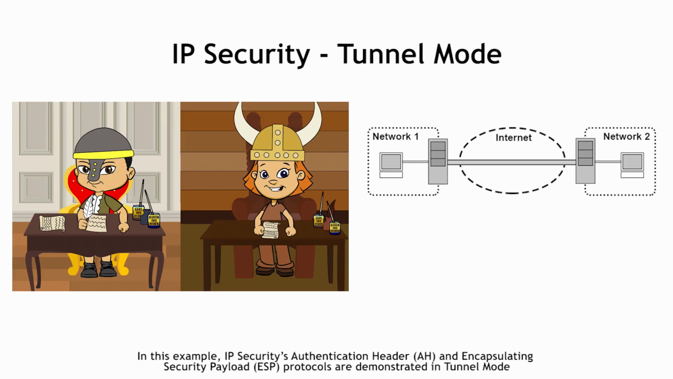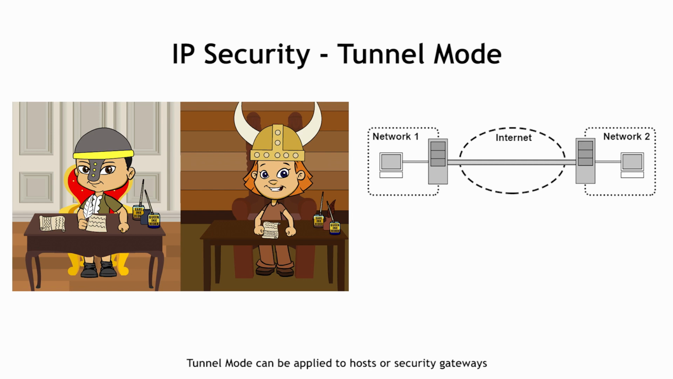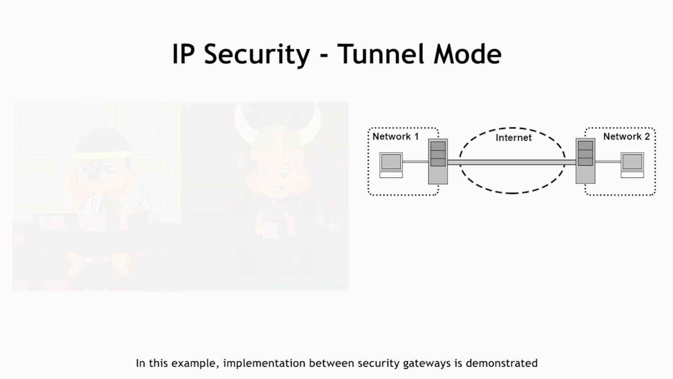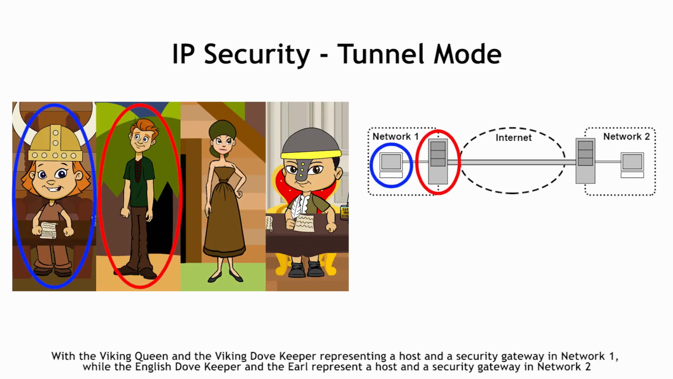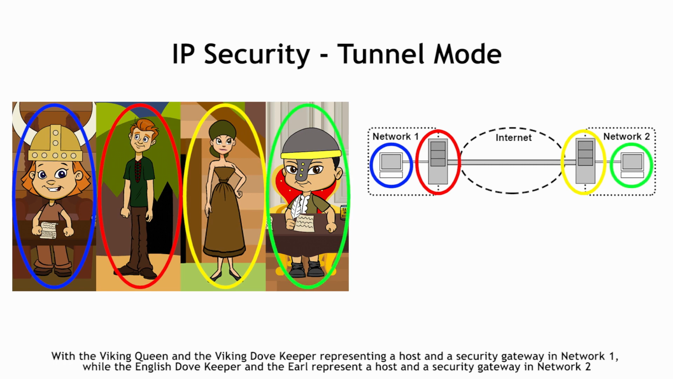In this example, IP Security's Authentication header and Encapsulating security payload protocols are demonstrated in tunnel mode. Tunnel mode can be applied to hosts or security gateways. In this example, implementation between security gateways is demonstrated, with the Viking Queen and the Viking Dove Keeper representing a host and a security gateway in Network 1, while the English Dove Keeper and the Earl represent a host and a security gateway in Network 2.